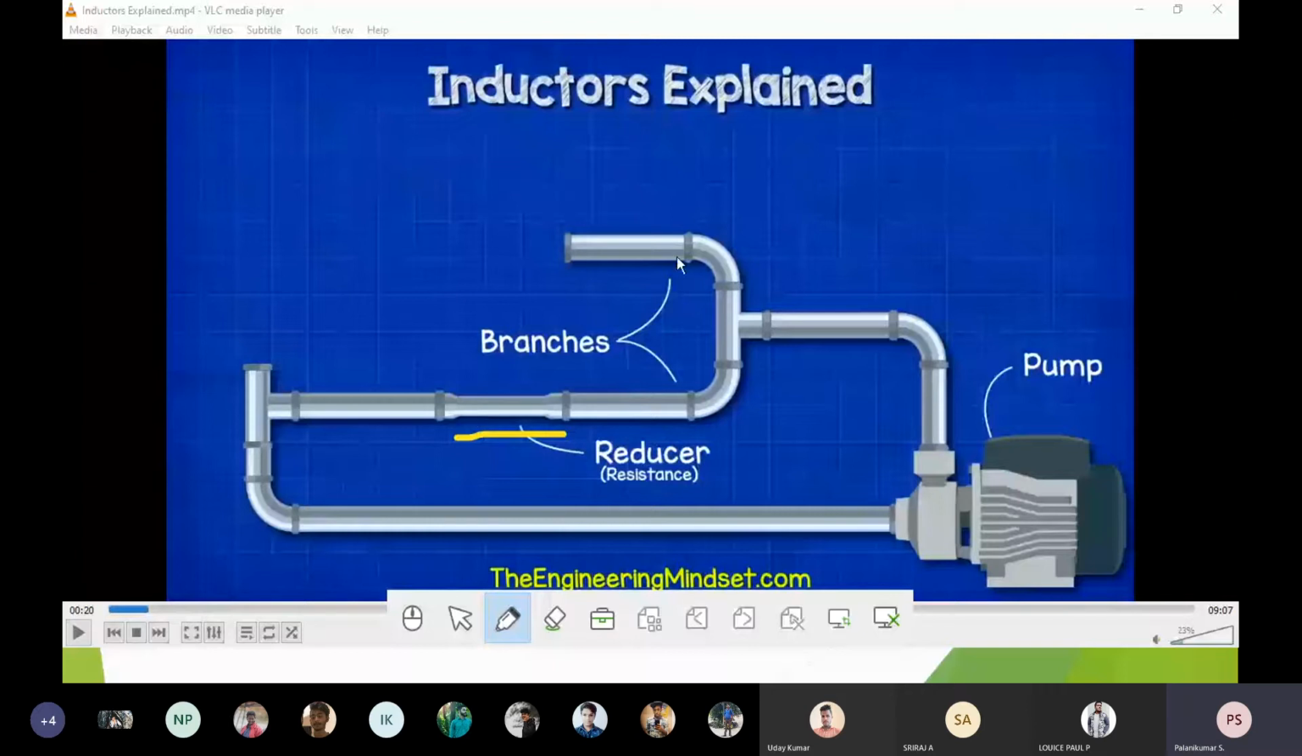And I'm assuming that another branch is also there, where I'm going to connect a water wheel. So here we are going to learn the inductor concept, analogous to the pump and pipe.